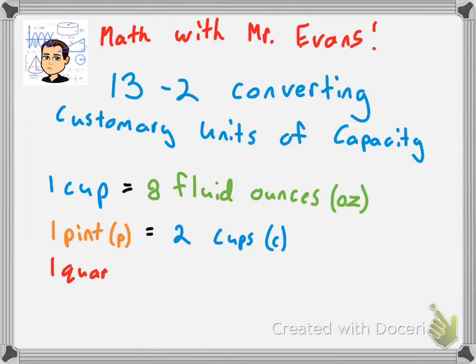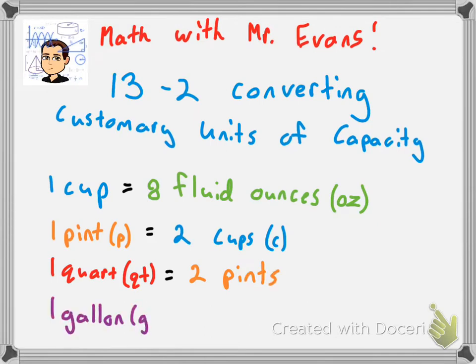Then we have a quart, which is written in short as just QT. So 1 quart is the same as 2 pints. And then finally we have a gallon, which is written as just a G. And 1 gallon is the same as 4 quarts. So we have cups, ounces, pints, quarts, and gallons.